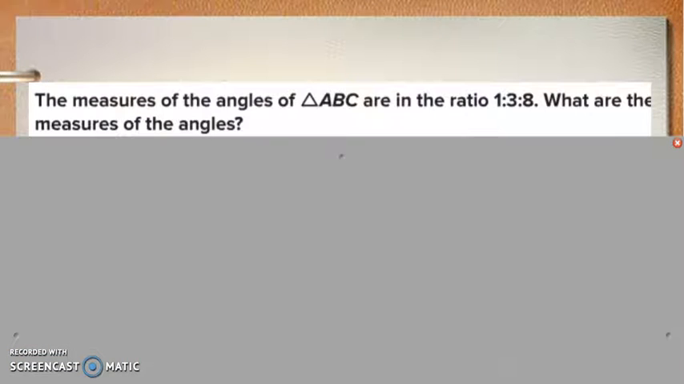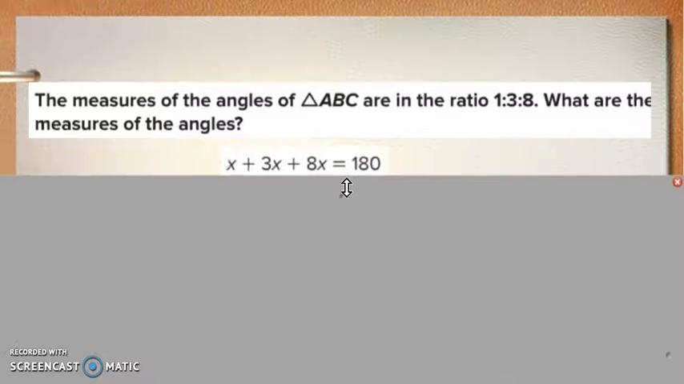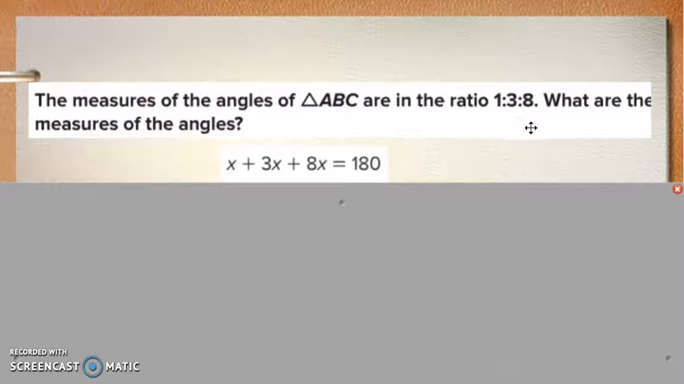The measures of the angles of triangle ABC are in the ratio 1 to 3 to 8. What are the measures of the angles? There isn't a picture drawn, but if that's helpful for you to visualize the problem, by all means, draw out a triangle. These are a lot easier than anticipated. All we do is take the number in each of the ratios and we put an x with it. So 1 becomes 1x. They just didn't write the 1 in front. 3 would become 3x and 8 would become 8x.